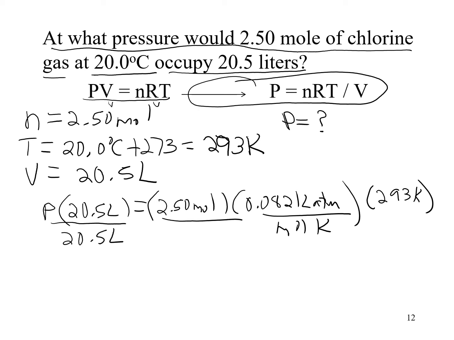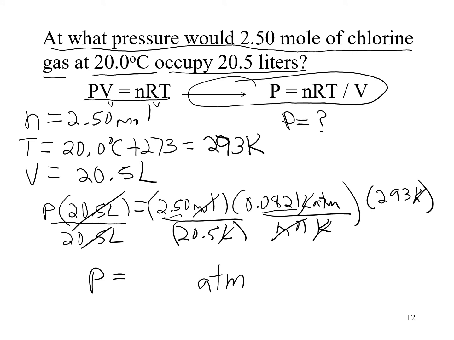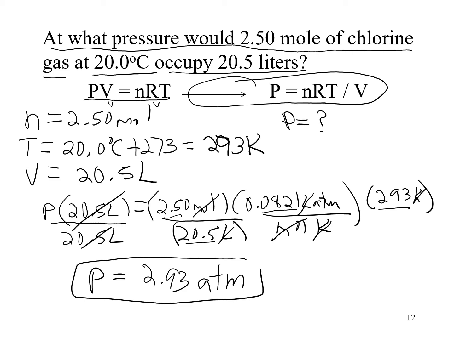liters to cancel that out. So we end up with pressure by itself. And then let's cancel units on the right. We have a mole divided by a mole, a liter divided by a liter, a Kelvin divided by a Kelvin, and what's left are atmospheres, which is what we want for pressure. And then we just need to do our math. We have 2.5 times 0.0821 times 293 divided by 20.5. And I come up with 2.93 atmospheres for my pressure.